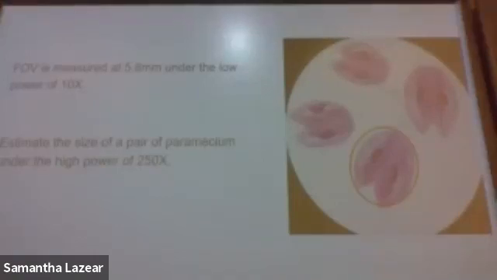Who wants to tell me the first step we would have to do for this question? Multiply 5.8 times 10 over 250. So you're saying use this equation. Okay, so I'm going to say number 1, you have to find the field of view at high power. Very good. Perfect first step. Everybody do that, using this equation. You have all the information you need for that.